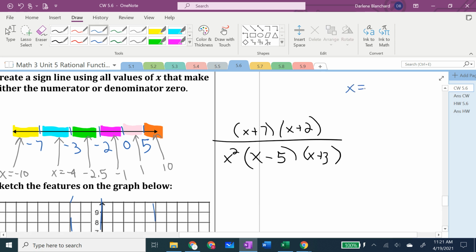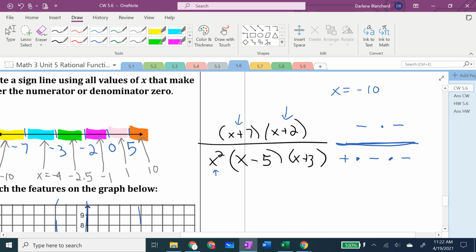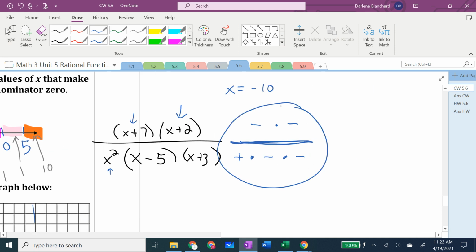If X is equal to -10, then -10 plus 7 is a negative. -10 plus 2 is a negative, divided by -10 as a quantity squared is positive. If I square a number, I make it positive, times -10 minus 5 is negative, times -10 plus 3 is negative. All together, I have 4 negatives. That makes a positive.